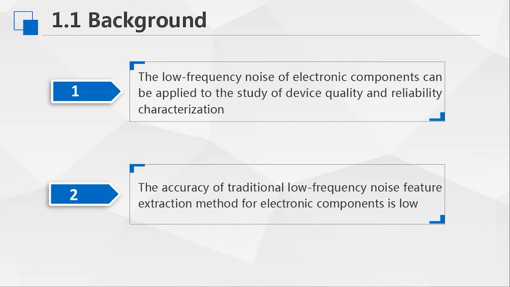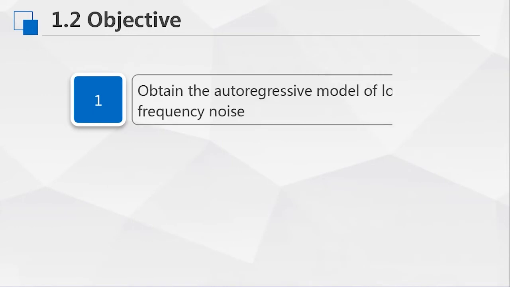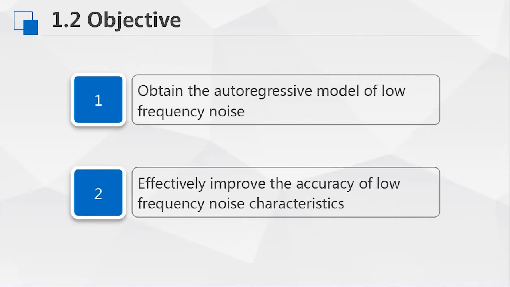However, the accuracy of traditional feature extraction methods is relatively low. For this reason, this paper proposes a method of low-frequency noise feature extraction of electronic components based on data mining. The experimental results show that this method can effectively improve the accuracy of low-frequency noise characteristics of electronic components. The specific implementation process is as follows.